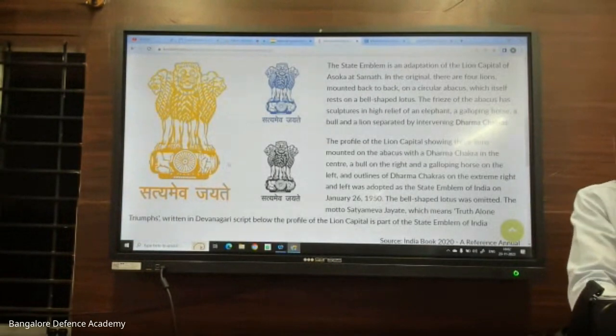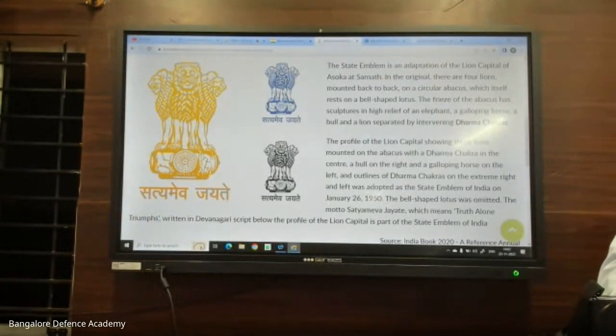Okay, lion. Then how many? How many types of animals do you have in this national emblem? Pigeon is there? Pigeon, crow, eagle. No, then tell. Lion, elephant, galloping horse. Then bull. Four types of animals. Now, if the question is how many animals, there are a total of 5 lions, 1 elephant, 1 bull and 1 horse. So total how much?